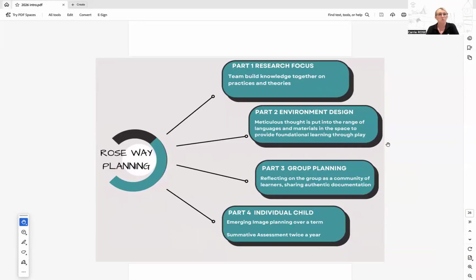The 4 parts of the Rose Way planning framework. Part 1 is the professional growth of educators through research and through critical reflection. Part 2 is the environment tool and looking at the environment as a third teacher and documenting reflection work around that. Part 3 is the educator's journal, and this is where we capture the group planning, which also includes the critical thinking and reflection of that. And part 4 is the individual child through the emerging image planning over the terms, the reflection that we do in that, as well as the summative assessments that we do twice a year. And that's the whole Rose Way planning framework.